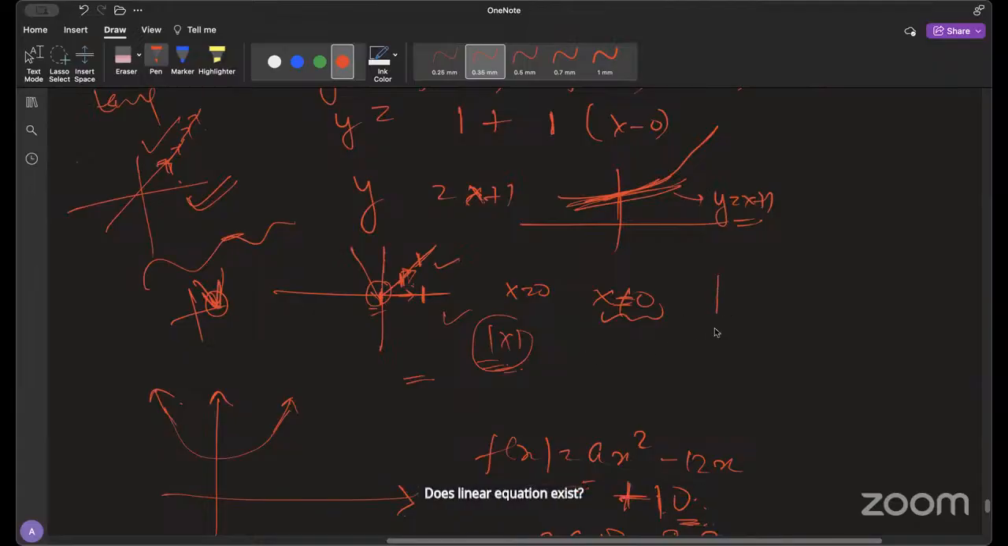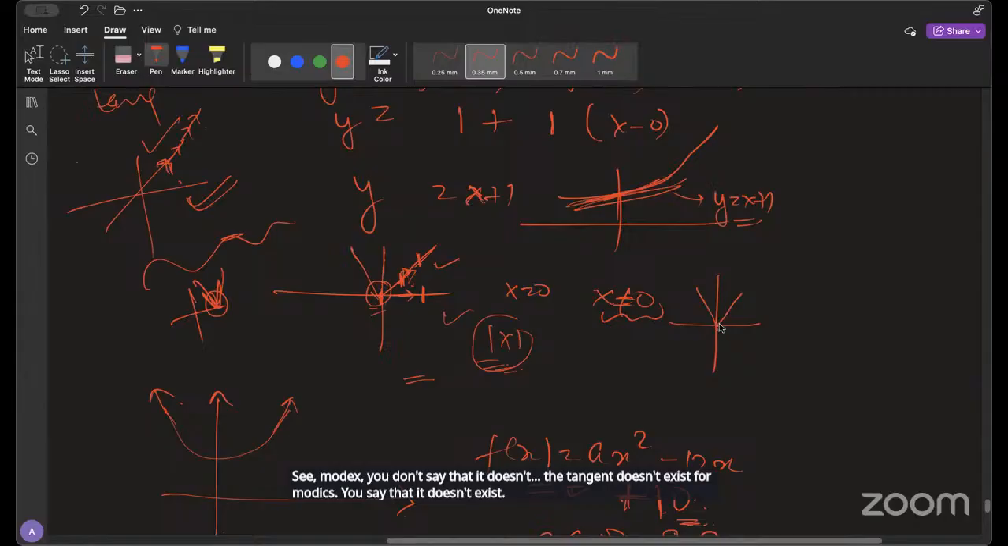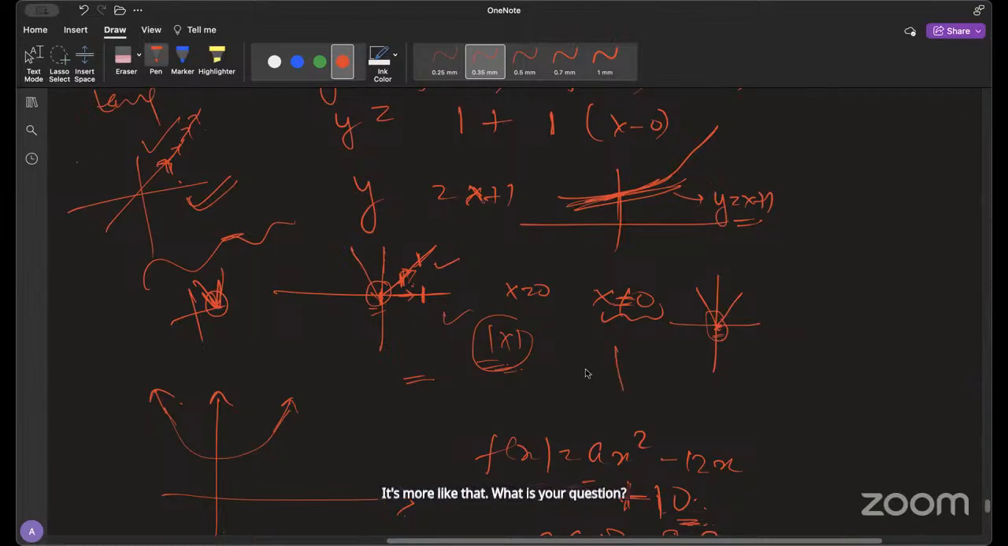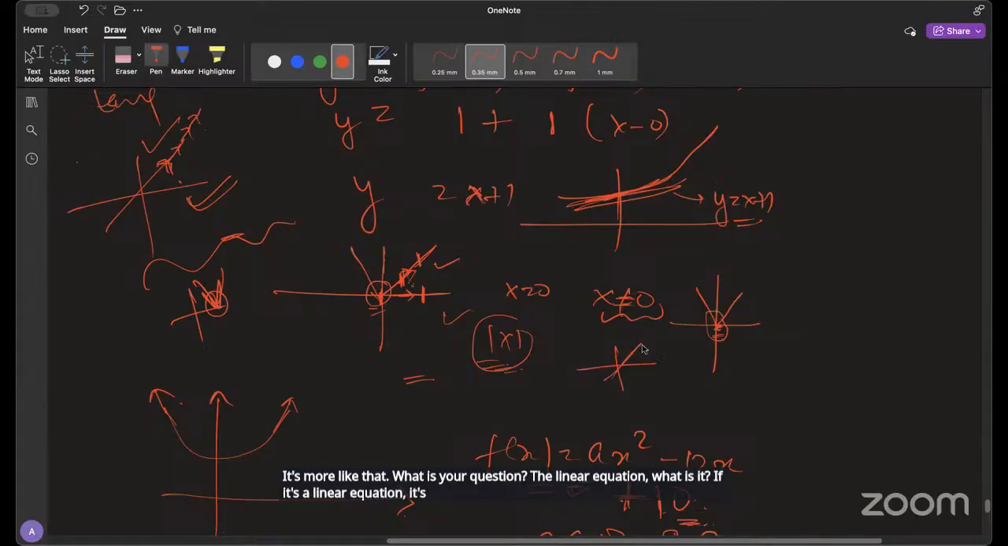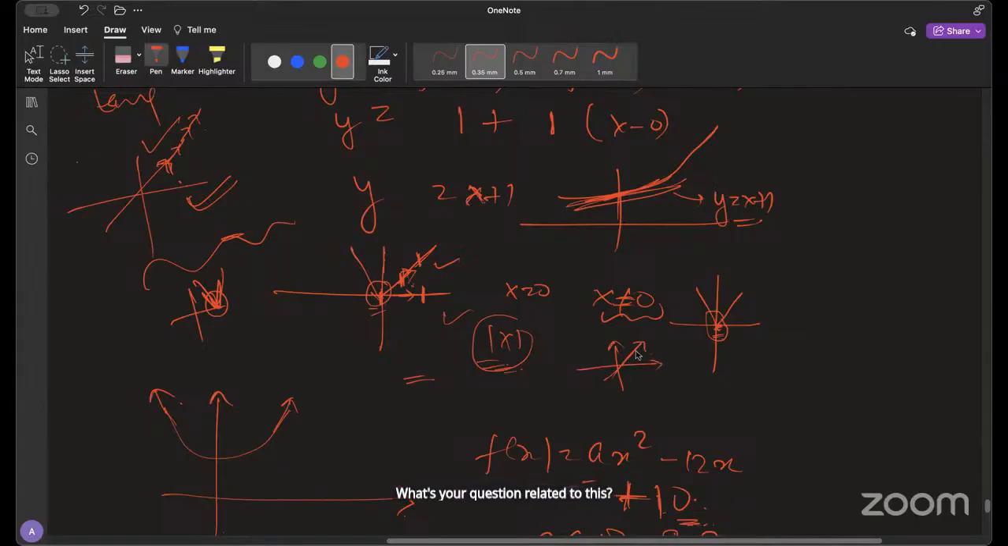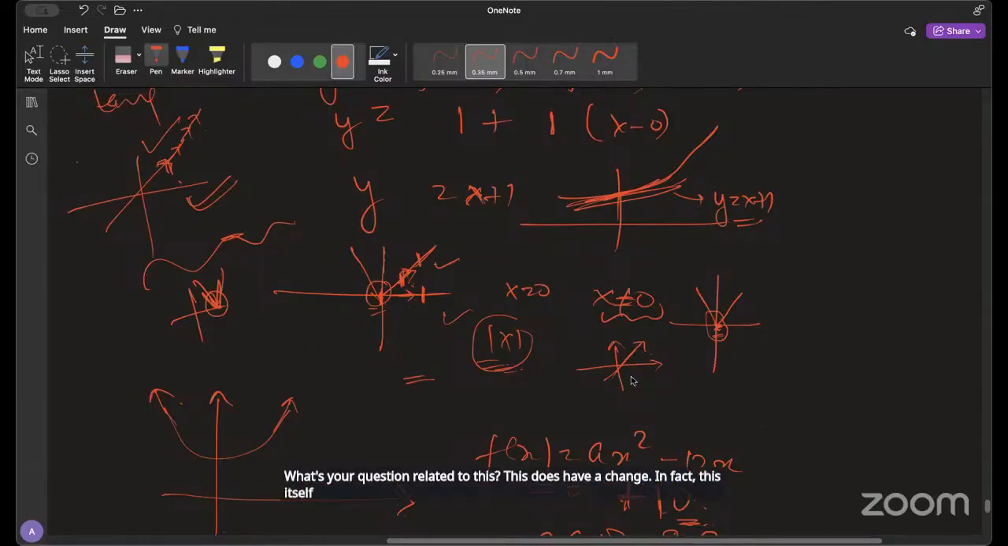See, for mod x, you don't say that the tangent doesn't exist for mod x. You say that it doesn't exist at this particular point. Or you should say we shouldn't talk about tangents at this point. At sharp curves, we don't talk about tangents. It's more like that. What is your question? Linear equation, what is it? If it's a linear equation, it's this. Is your question related to this? This does have a tangent. In fact, this itself is a tangent to itself.